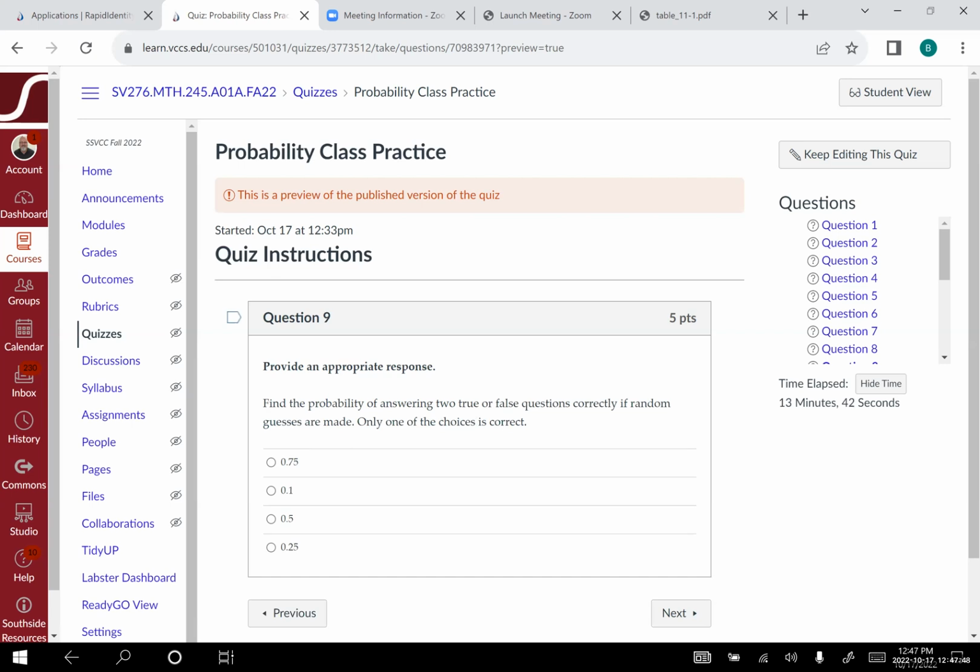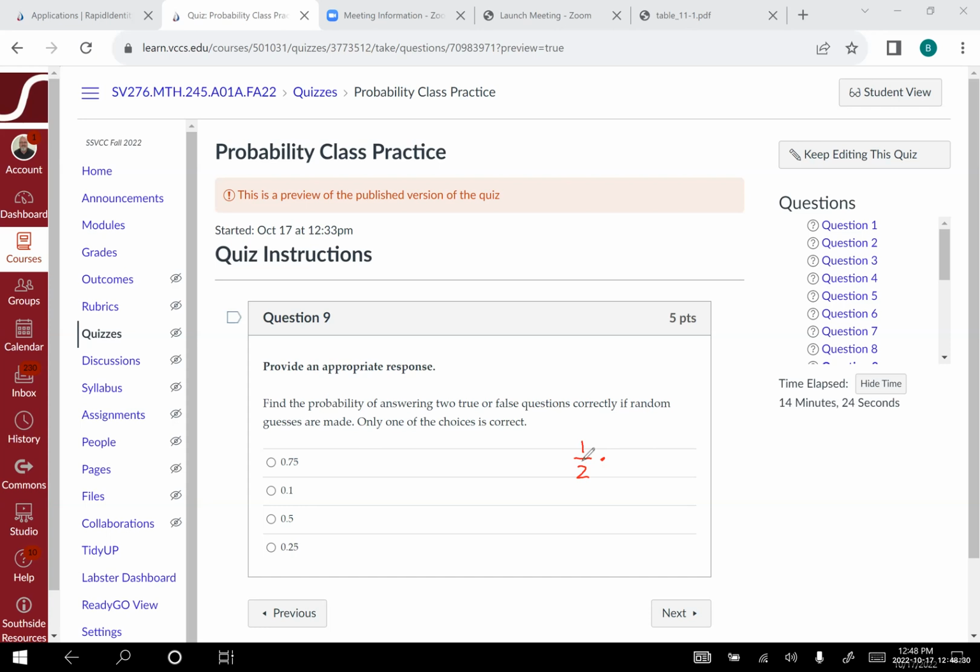All right, here's a similar question, but now there are two true and false questions. I'm going to guess on two true and false questions. What's the probability of answering them both correctly? If you're guessing on a true and false question, what is the probability that you guess and get it correct? 1/2. Yeah, because the sample space only has two possibilities, a true and a false, and one of them is correct. So I have a 50-50 chance, a 1/2 probability of getting it correct.